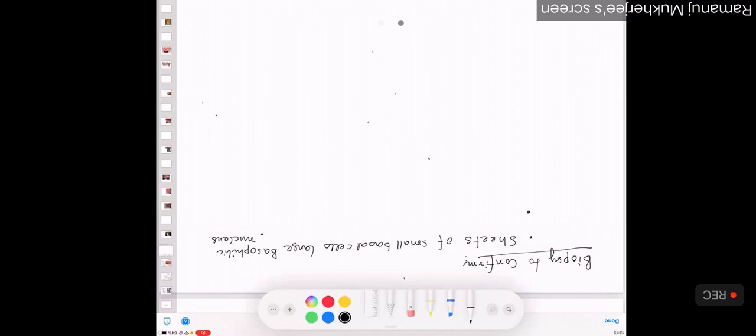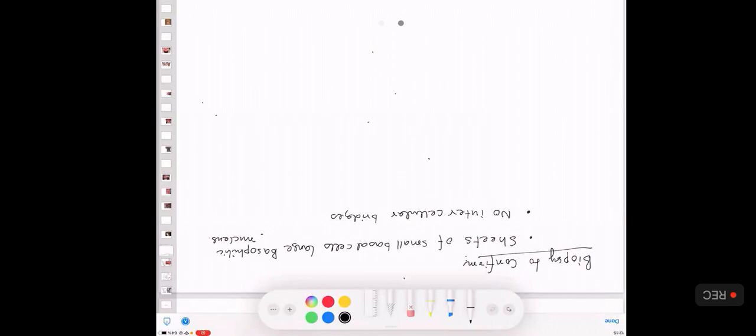Now, the next difference is there are no intercellular bridges. Intercellular bridges are seen in squamous cell cancer. That means squamous cell cancers have this kind of an appearance. So this is something of a squamous cell cancer, whereas in basal cell cancer, the cells look like this.